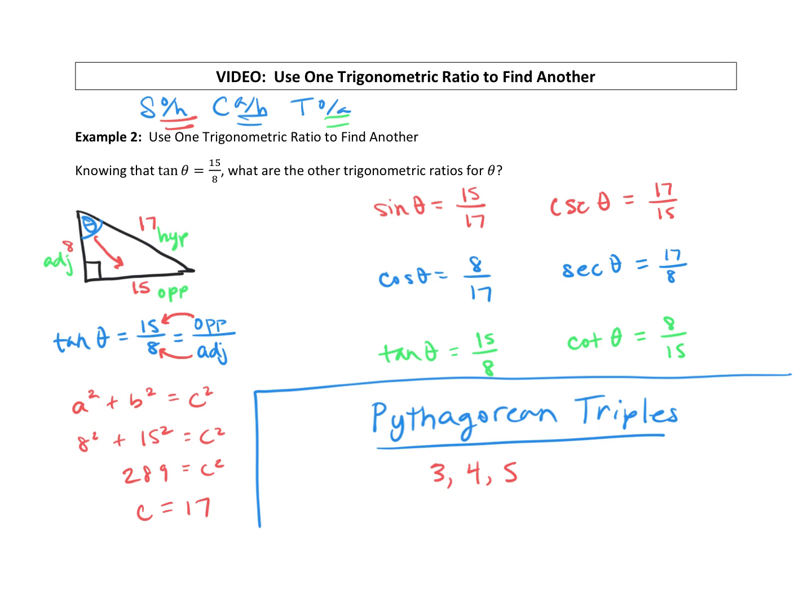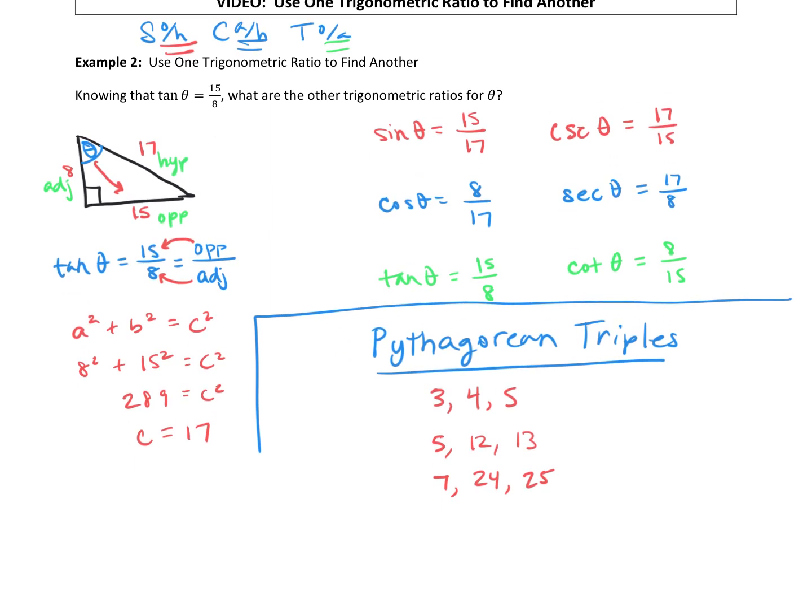Another common Pythagorean triple is 5, 12, 13. Another one is 7, 24, 25. Another one is actually what we just had. We didn't call it a triple because I wasn't bringing it up till the end. 8, 15, 17. So 8 squared plus 15 squared equals 17 squared. 7 squared plus 24 squared equals 25 squared. If you don't believe me, try it out. See if it works out.